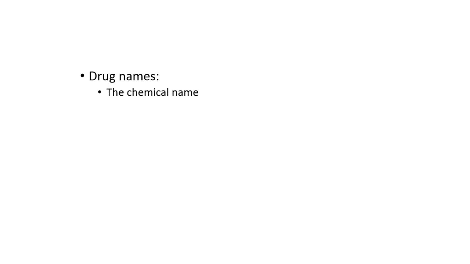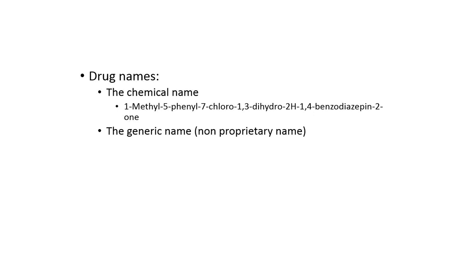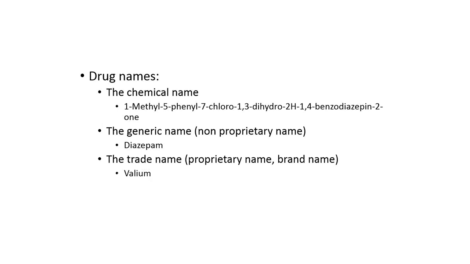Drug names. The chemical name is the registered name of the drug. We don't call drugs by their chemical names very often, like 1-methyl-5,7-chloro, 1,3-dihydro, 2-H1,4-benzodiazepam 2,1. The generic name is what you're more familiar with. That's diazepam, and the trade name, which you're probably even more familiar with, is Valium. And I like Valium as a drug.